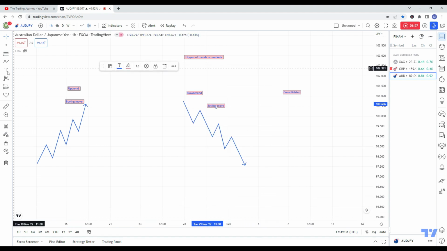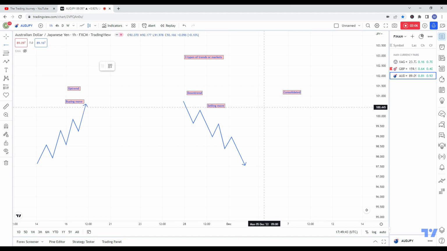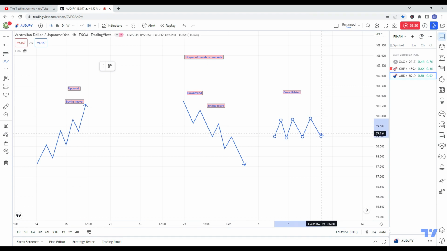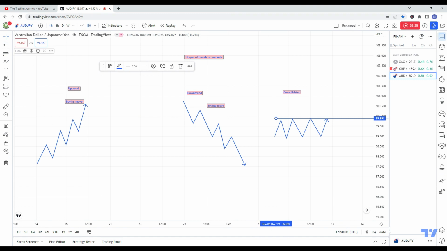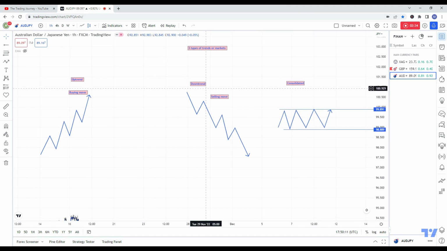Then there is the last trend, and it's called a consolidated market or trend. So it's when the market is now moving in a box. It's going up, going back down, going up, going back down, going up, going back down, and going up. The market is literally in a small box. It's not moving out of these lines at all. Alright, so there is three types: the uptrend, downtrend, and consolidated market.